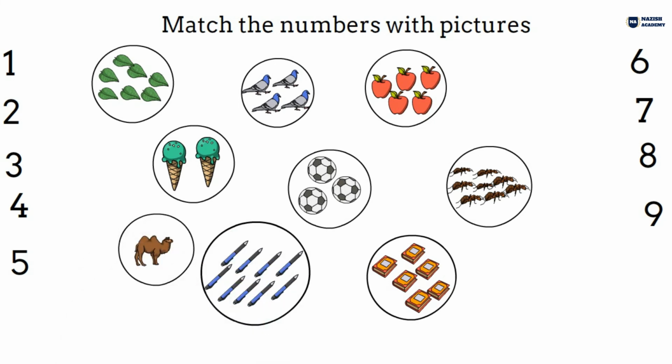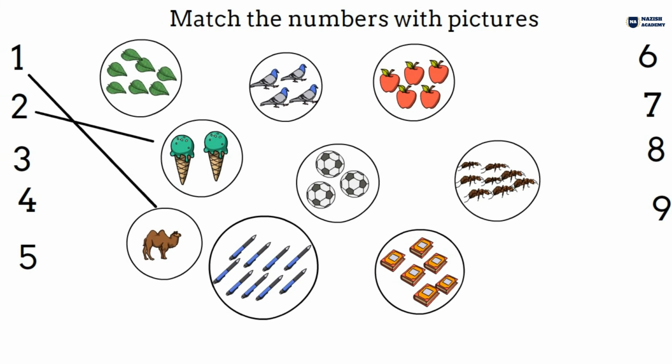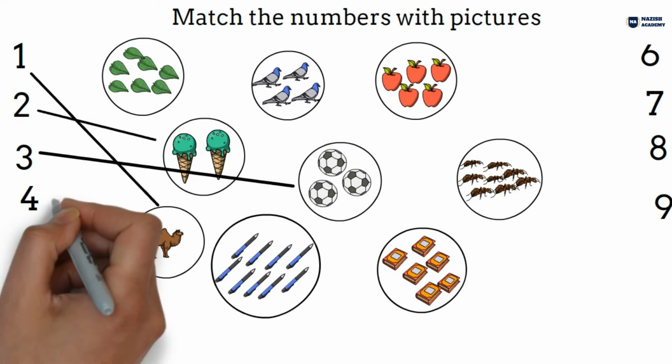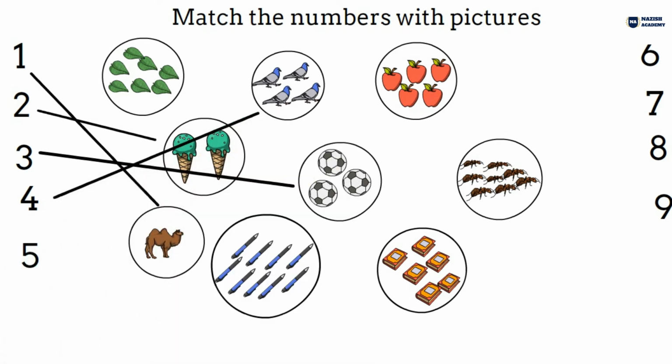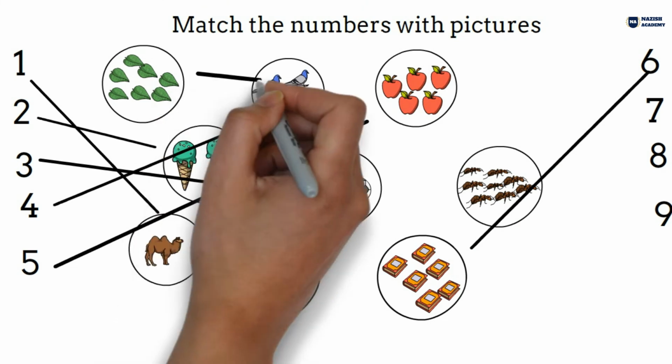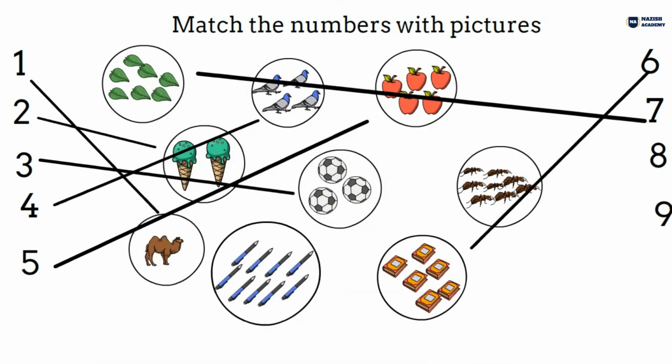1 camel. Number 1. Yes. And there are 2 pictures. Yes, 2 ice creams. 3 footballs. 4 pigeons. 5 apples. 6 books. And 7 leaves. 8 ants. Last, 9 pens.